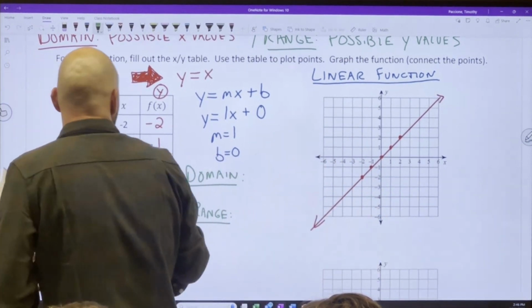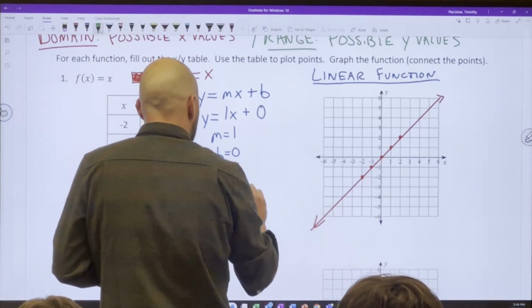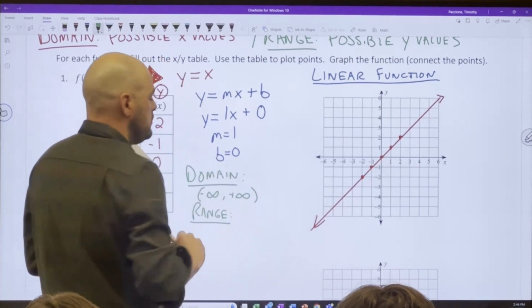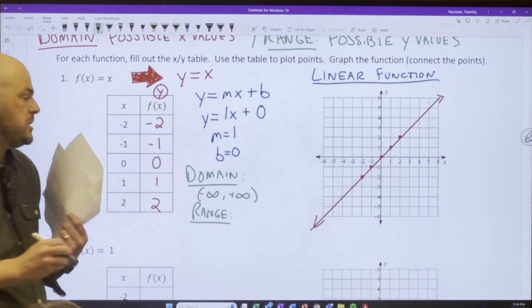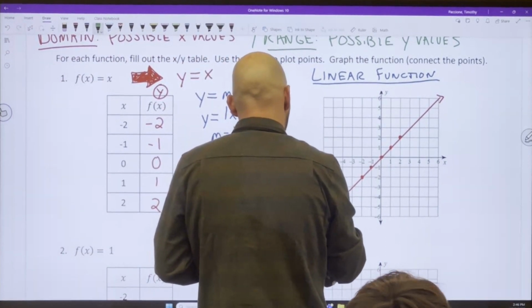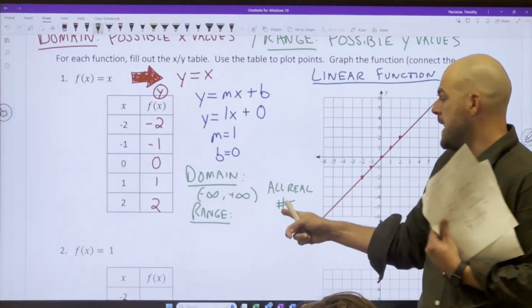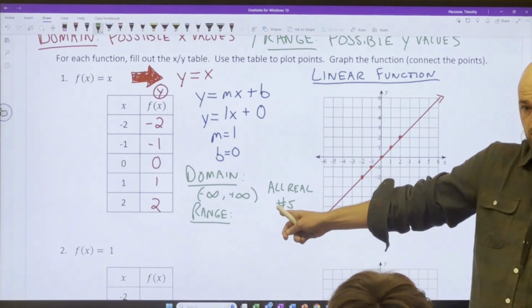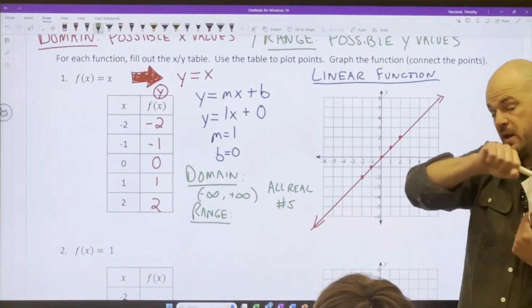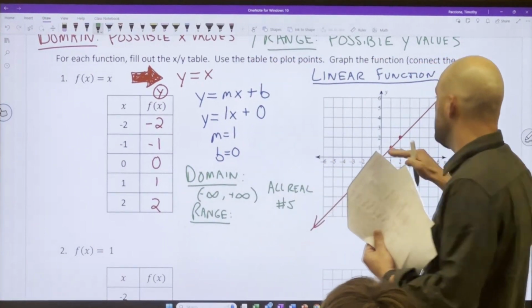There's a couple ways, right? We could say negative infinity to positive infinity. Or we could just say all real numbers. And that is not a hashtag, that means number. Or a pound symbol on a phone. All right, so that's our domain, all real numbers.